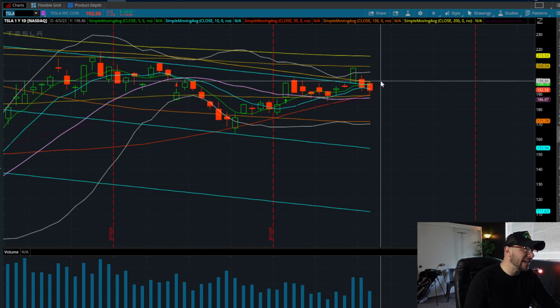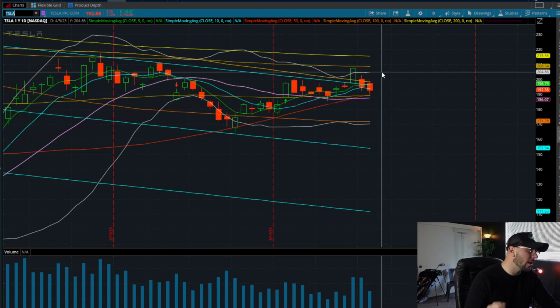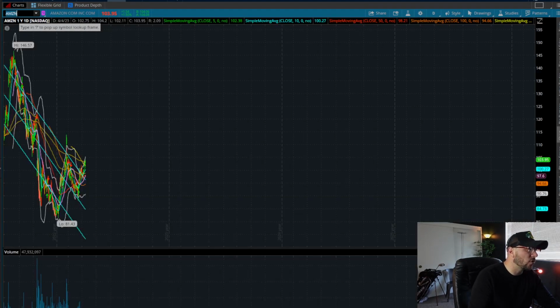Anything over 198, 199 has room back up to 204. That's your trade on Tesla. Amazon was strong today. Amazon's got some room.